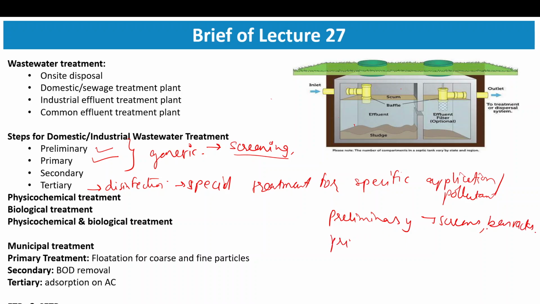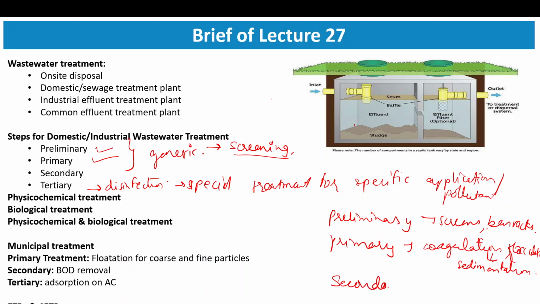Next comes the primary treatment, which uses coagulation, flocculation, and is followed by sedimentation. Why do we need a sedimentation process at the end of coagulation and flocculation? Because whatever sludge is generated, we allow it to settle. Whatever settling occurs, it occurs in sedimentation.